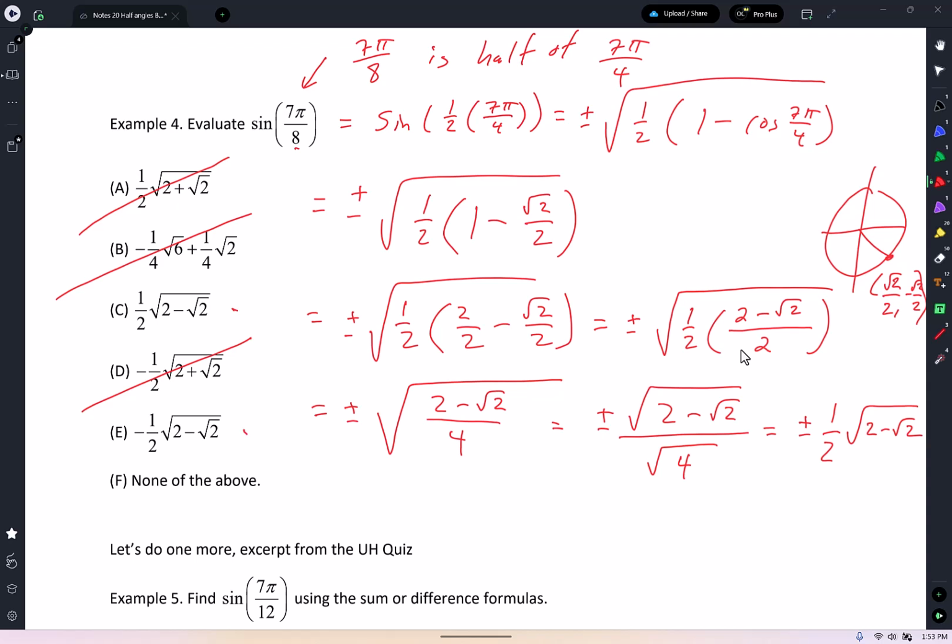Is it positive or is it negative? Observe this guy right here. What do we find? Sine of 7 pi over 8. 7 pi over 8 is pi over 8 away from pi. So what quadrant am I in? Pi, guys, not 2 pi. I'm pi over 8 away from pi, and pi's on the negative x-axis, right? So I'm in quadrant 2. In quadrant 2, is sine positive or negative? Positive.